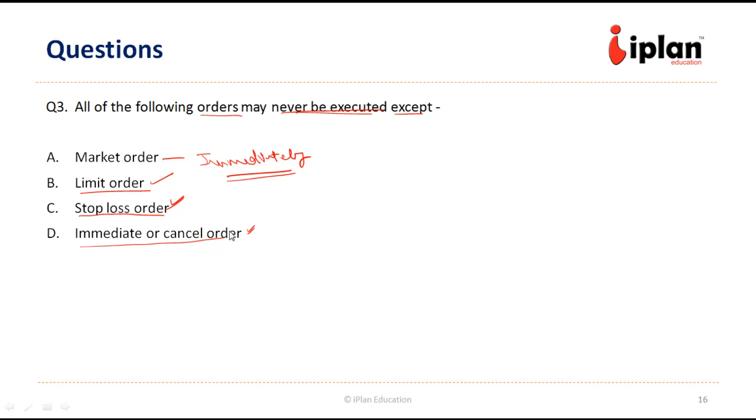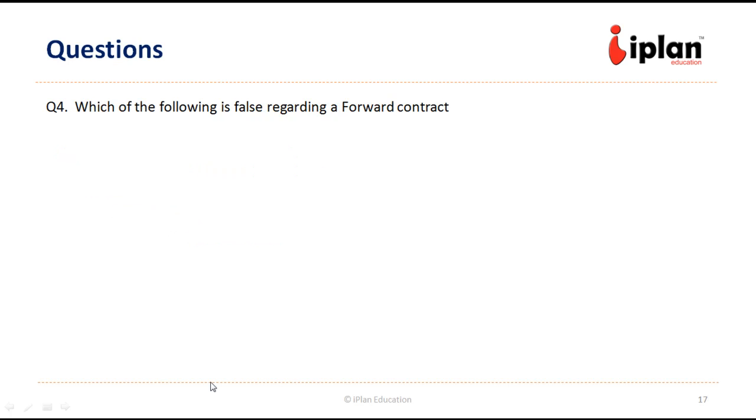It might get cancelled immediately. So the answer remains A. Except A, all of the following orders may never be executed. Let us take the next question.